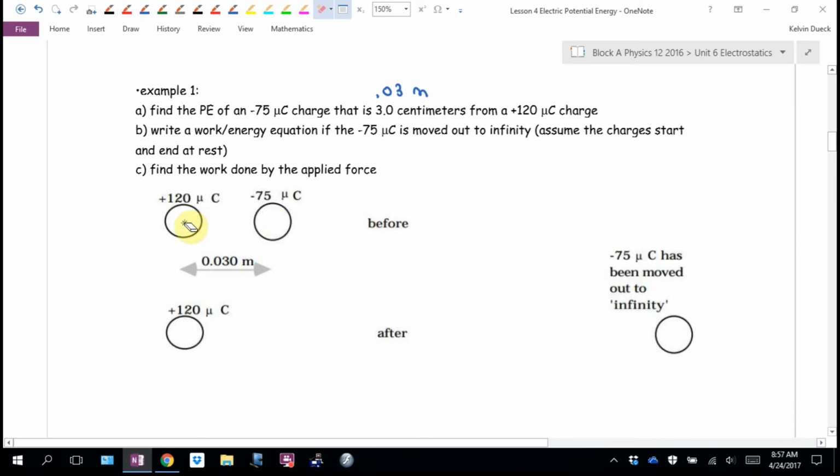Which way does this charge here want to fall or move? Away or towards? Towards. So part B says write a work energy equation if I move it out to infinity. If I want to move it out to infinity, I am going to have to do work because it doesn't want to move that way. And then C says, find the work done by that applied force. What applied force? Let's imagine there's a little invisible angel or something that's just pulling this thing to the right, heaving it away. Little elves, little leprechauns, whatever. Something that's not in the picture.